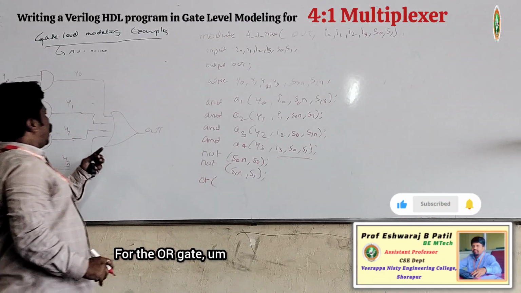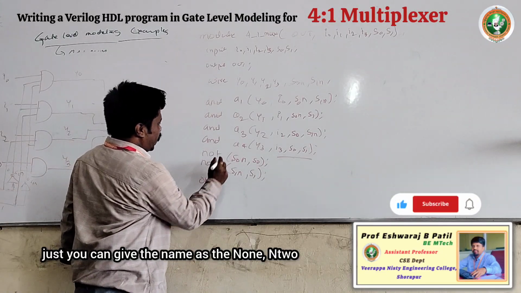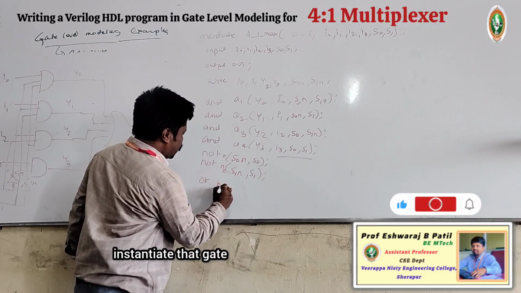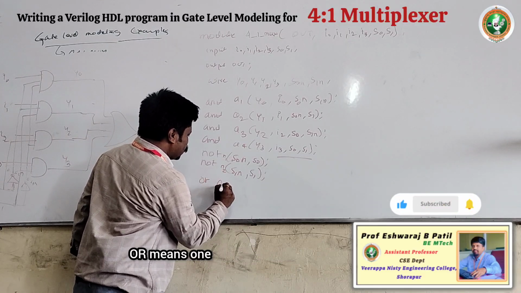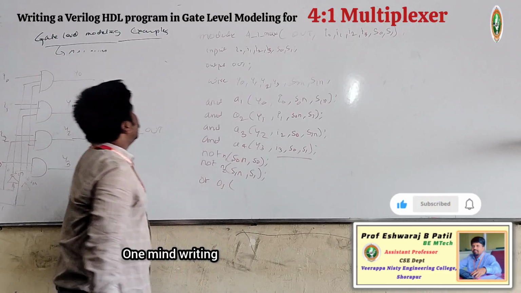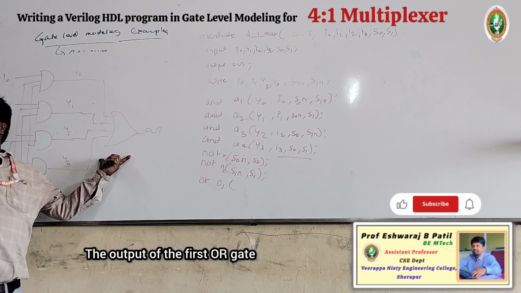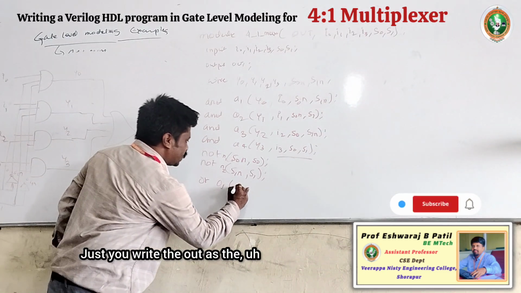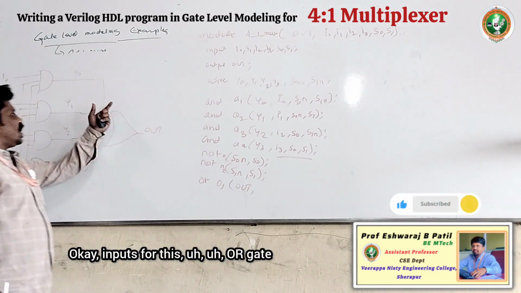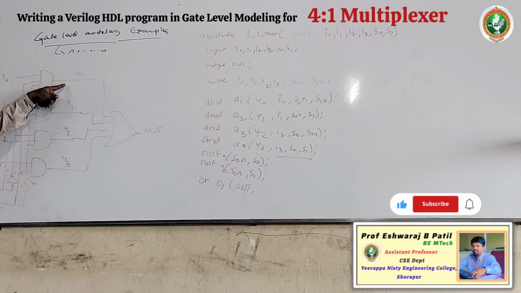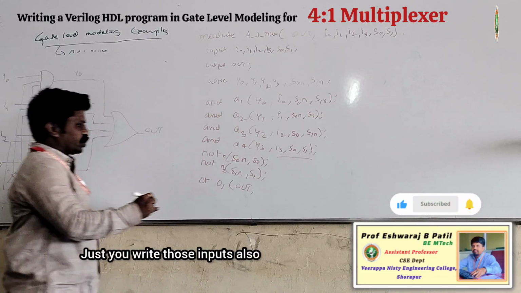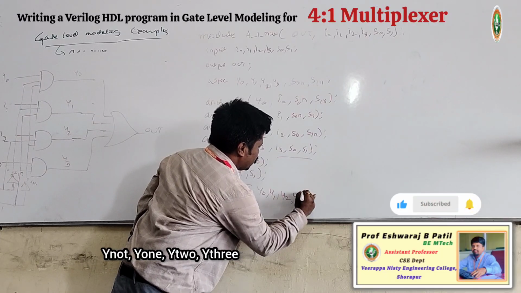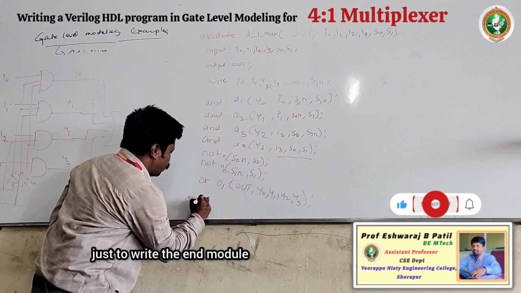for the OR gate, you can give the name N1, N2. You have to instantiate that gate. O1 is the output of the first OR gate. What is the output of the OR gate here? Out. Then the inputs for this OR gate are Y0, Y1, Y2, Y3. Just write those inputs also, and then write the end module.